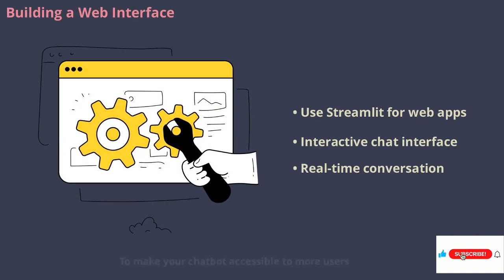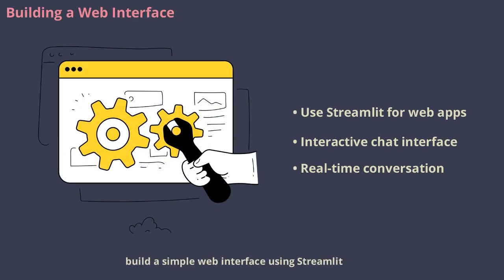To make your chatbot accessible to more users, build a simple web interface using Streamlit. This Python framework lets you create interactive web apps with minimal code. Display conversation history, accept user input, and show chatbot responses in real time. A web interface makes your chatbot more user-friendly and widely available.